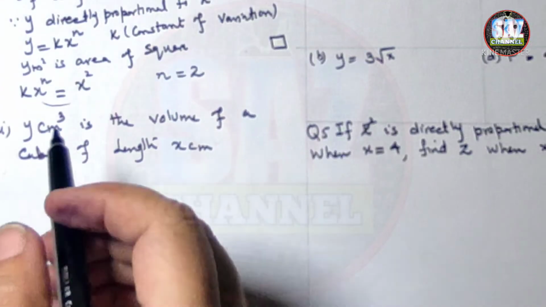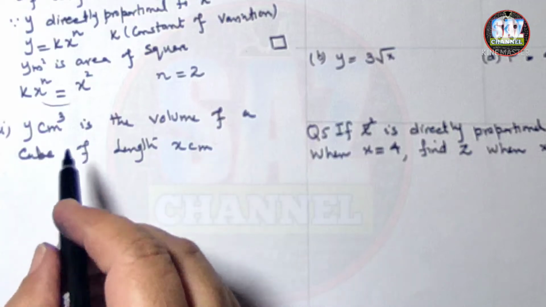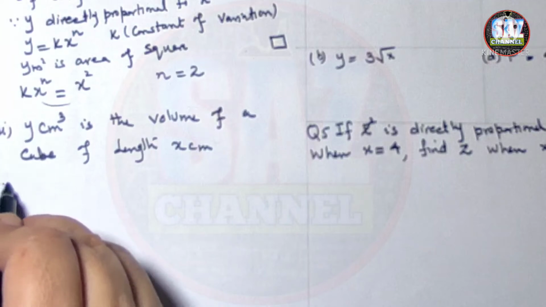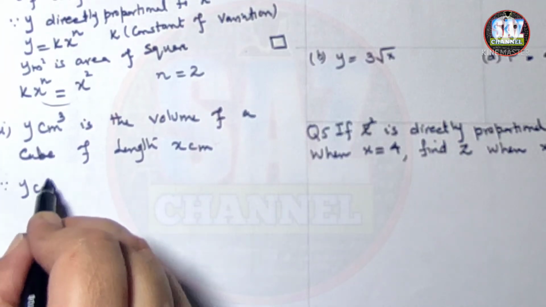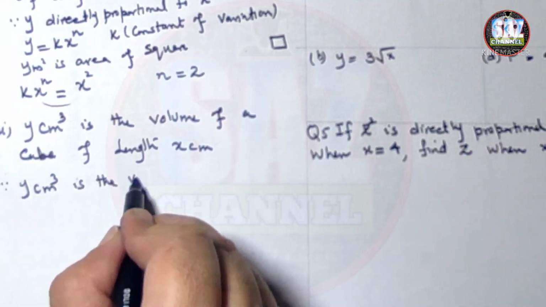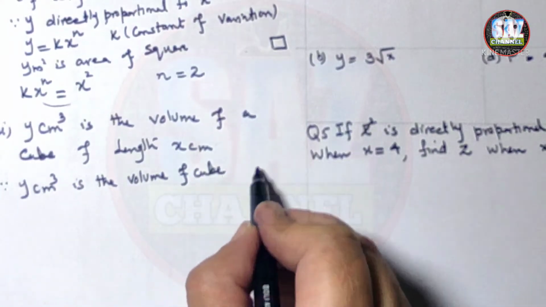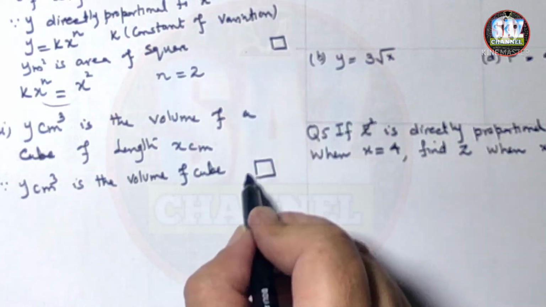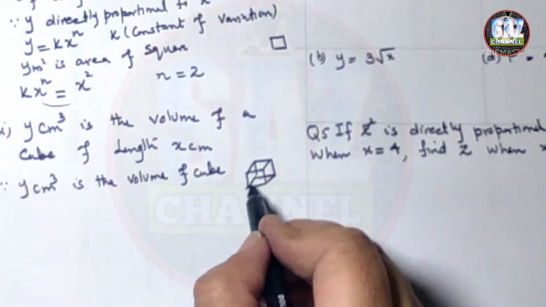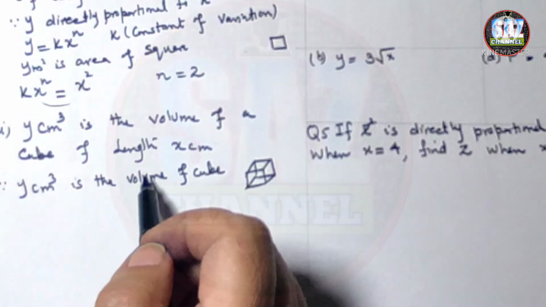And moving to the second question, y centimeter cube is the volume of cube. Now recall that what shape is a cube? Cube is a six-sided solid shape, and each face is a square. And then we are talking about the volume.